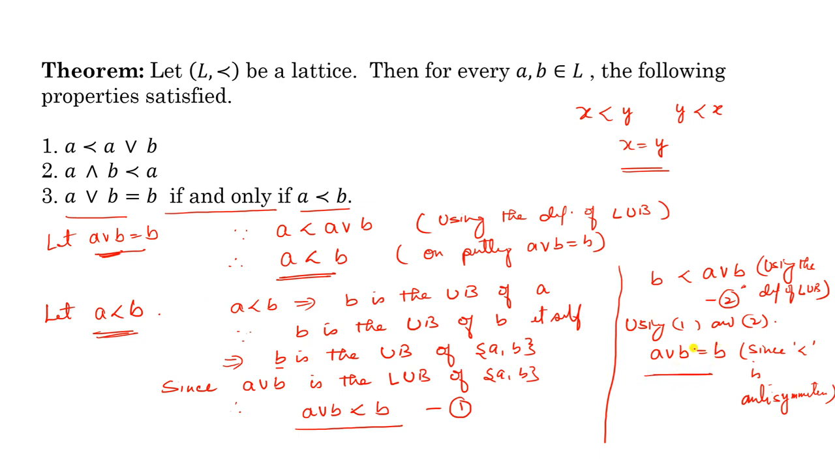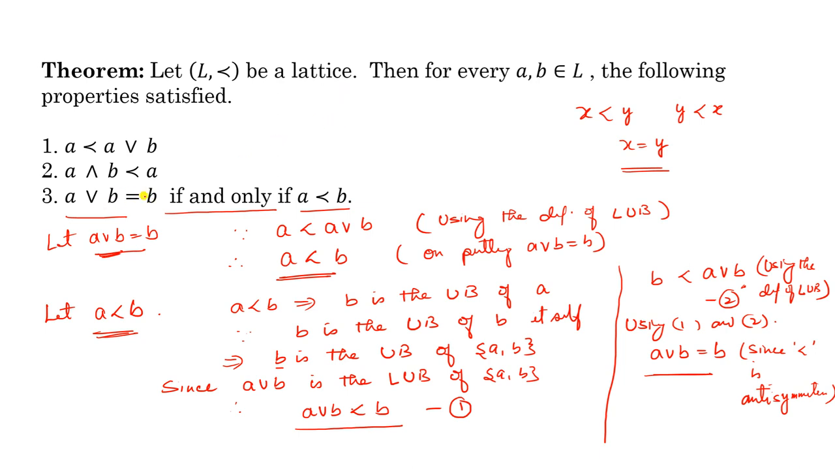So in this way you can show A ∨ B = B. For this we have to prove these two things: A ∨ B is in partial order relation with B and B is in partial order relation with this one. Then you can say B equals A ∨ B using the antisymmetric property, because it is a partial order relation. So in this way you can prove this theorem.